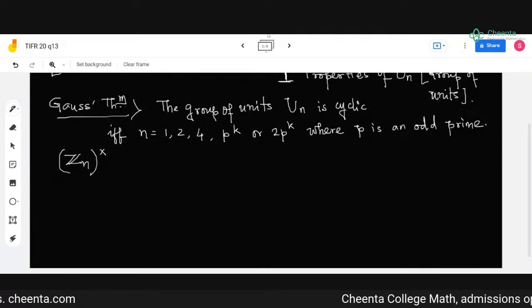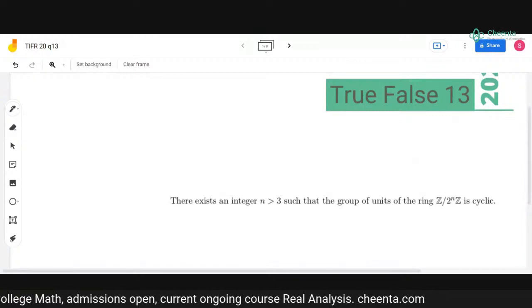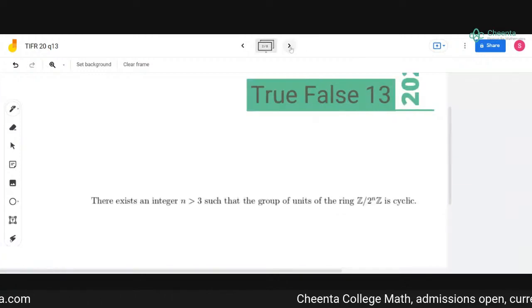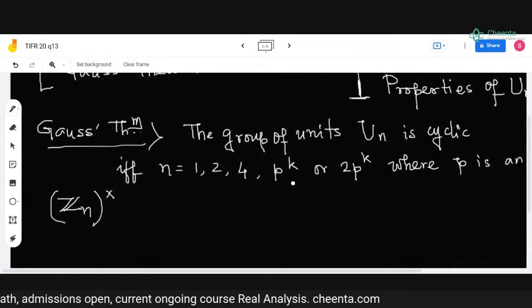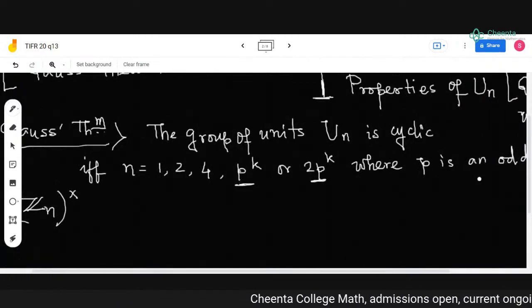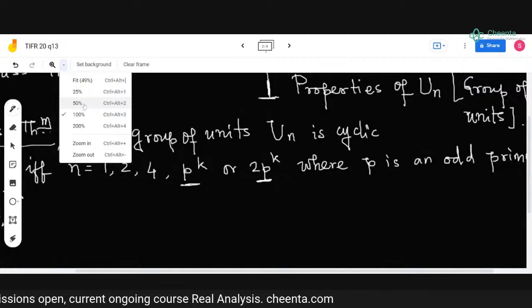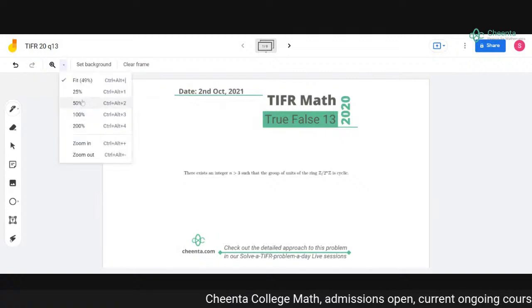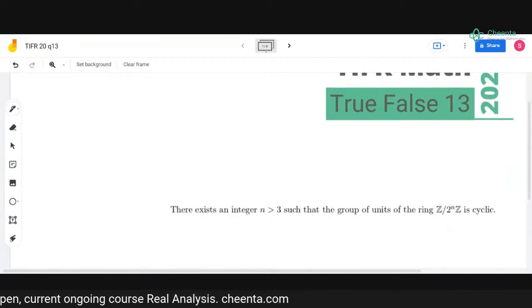So hence, because of this Gauss's theorem, as you can see in this problem, it automatically becomes false. So there exists an integer such that the group of units is cyclic. So what is here? As you can see, this only holds when n is p to the power k and p is an odd prime. Okay, so this only holds when we have p as an odd prime. But here, as you can see, we have 2 to the power n. So since we have Z by 2 to the power n Z, 2 is not an odd prime, hence this becomes false.